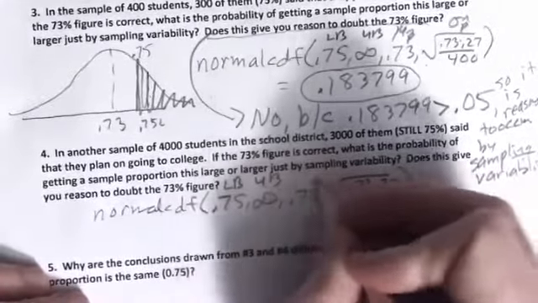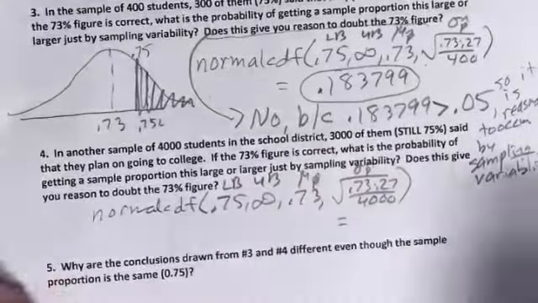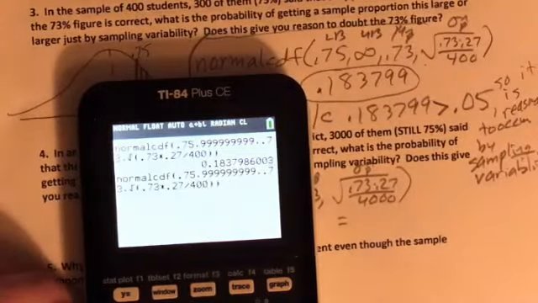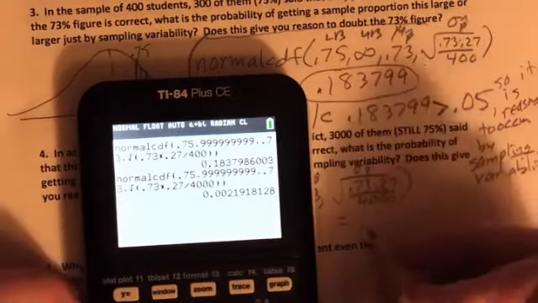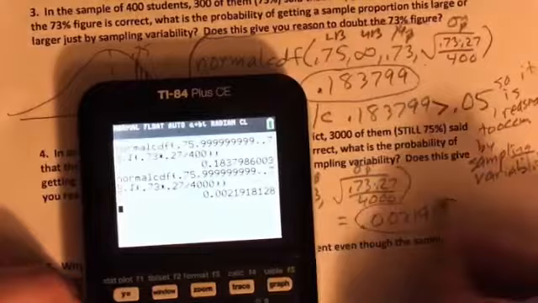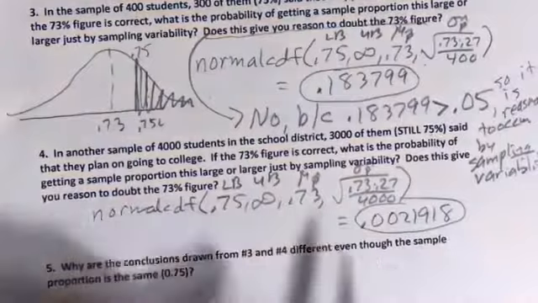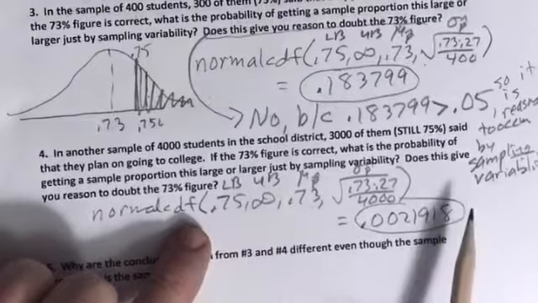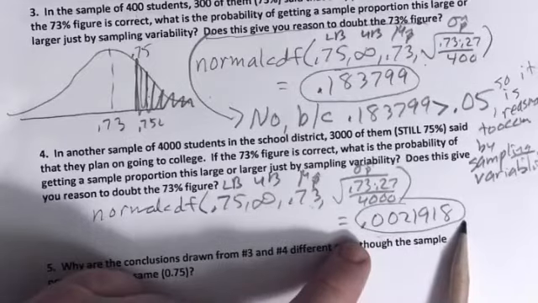It's lower bound, upper bound, the mean of my p-hats, the sigma of my p-hats. And so let's see what this is equal to. As a matter of fact, I'll just call up that last command and just change this to 4,000. Just insert another 0. And so it gives me, look at that, 0.00021918. So this is saying it is very unlikely to occur. If the 73% figure is correct, the probability of getting 75% or bigger with a sample of size 4,000 is very unlikely, well less than like 1/5 of 1%.